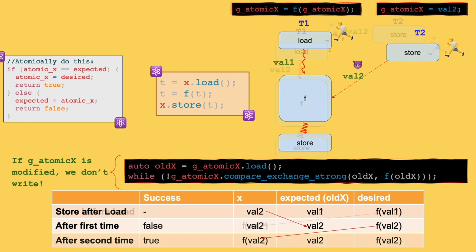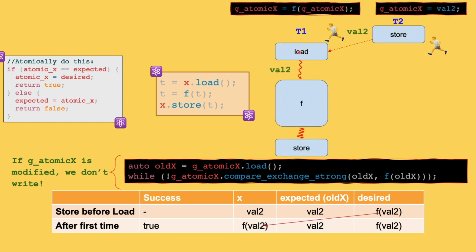Now let's look at the case where T2 happens before load. So T2 will go ahead and write value 2. After that, T1 tries to load. So in this case, we really see value 2 from the very beginning. So the first time that you run this loop, value 2 of X is equal to the expected, which is also value 2. So therefore, the very first time we go ahead and write inside X and update it to f of value 2. Again, in this case, we were also able to write the latest value of f of value 2.